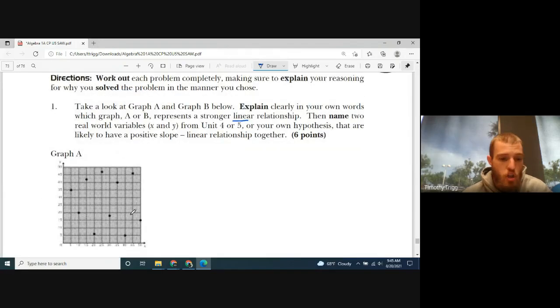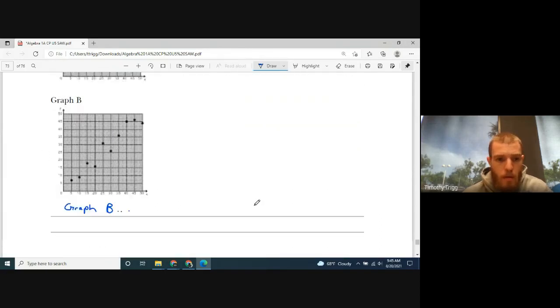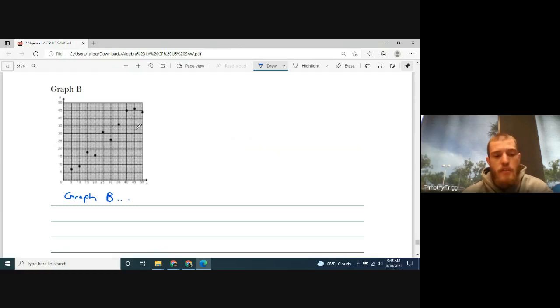Graph A doesn't really show a linear relationship at all. Okay, so it shows no correlation between the X and Y. This shows a strong positive correlation, right? So as the X values go up, you could see the Y values going up as well. So this is a positive relationship, a positive correlation, because you can see as you go from left to right, this would be a positive sloped line that kind of follows this data.